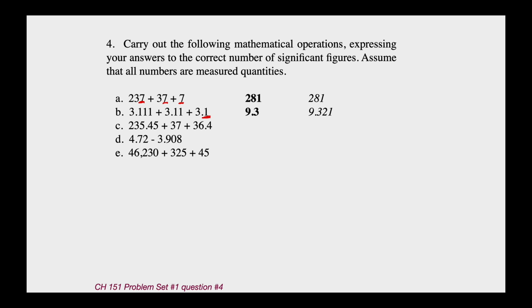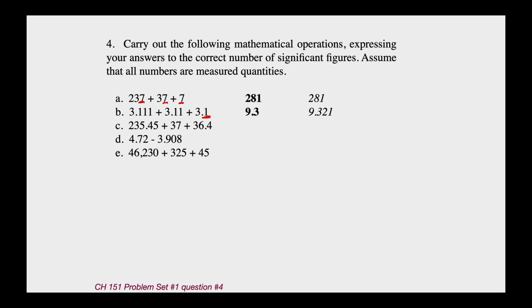3 is the tenths spot. That's where the 3.1 stops. That's our largest doubtful digit. 2 is the first number to be dropped. It's between 0 and 4, so we don't have to do anything to the 3. Now on the next one, another addition problem, notice the 37. 37 stops at the 1s spot. So whatever our answer is, we have to stop it at the 1 spot as well.